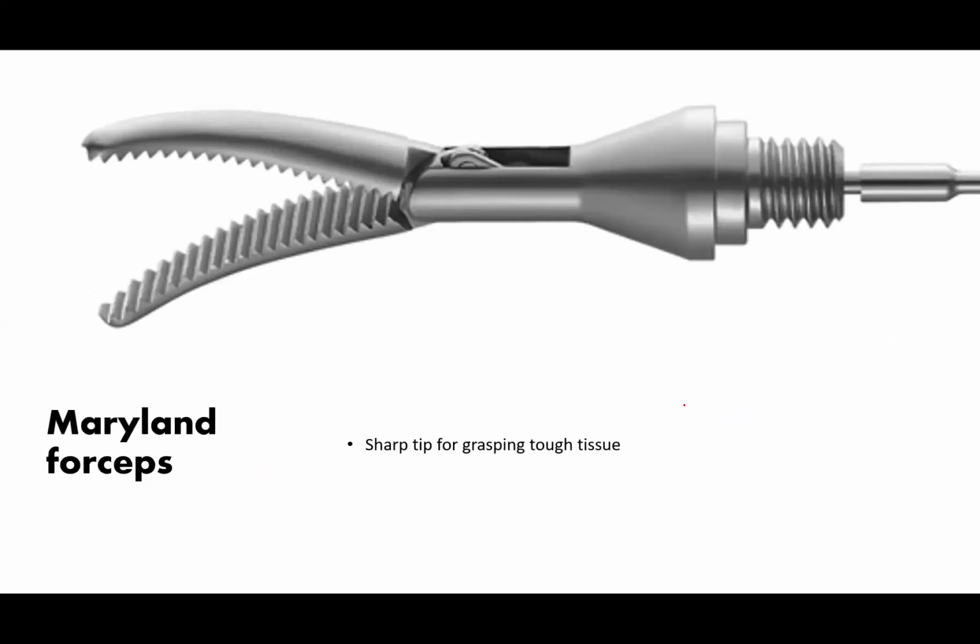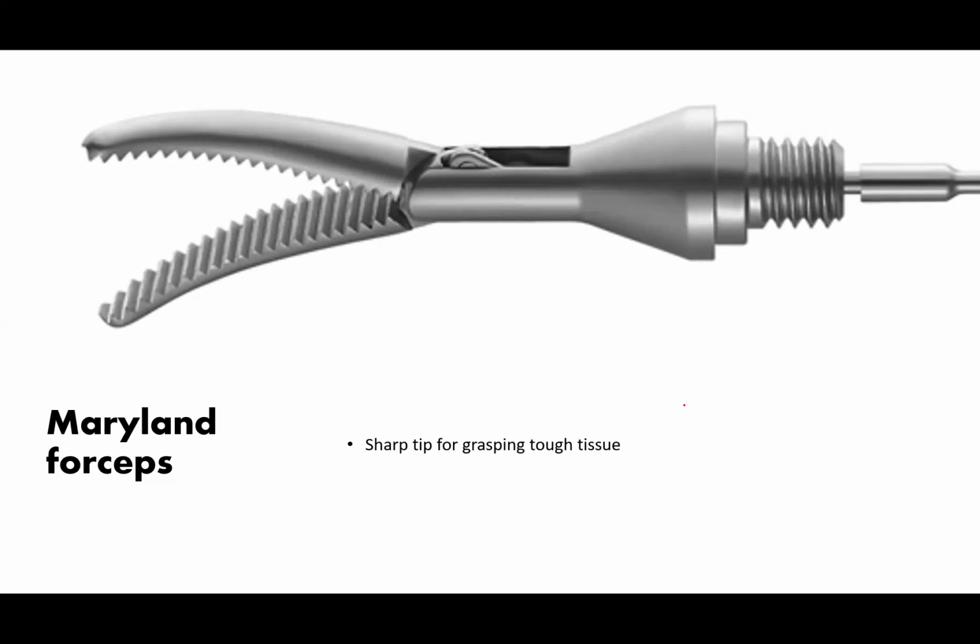Now, this Maryland tip is a very important instrument in laparoscopic surgery. It has a sharp tip for grasping tough tissue, and it is used for blunt dissection and separation of planes, dissection of planes. So this is a very, very important instrument, Maryland forceps. You can see the tip has transverse serrations, just like an artery forceps. So you use it for blunt dissection, and you use it for holding tough tissues. When you are suturing, you can also use it with the needle holder for holding the needle, or you can use the grasper.